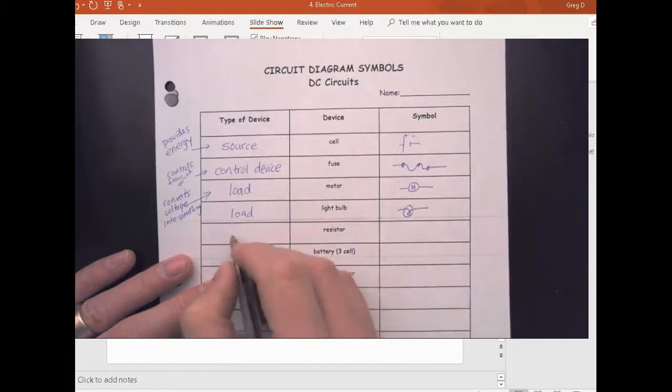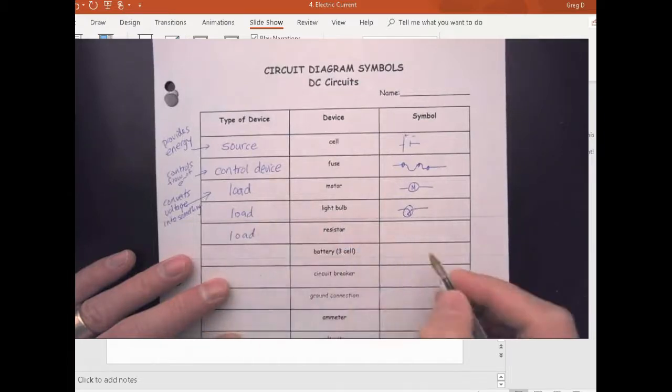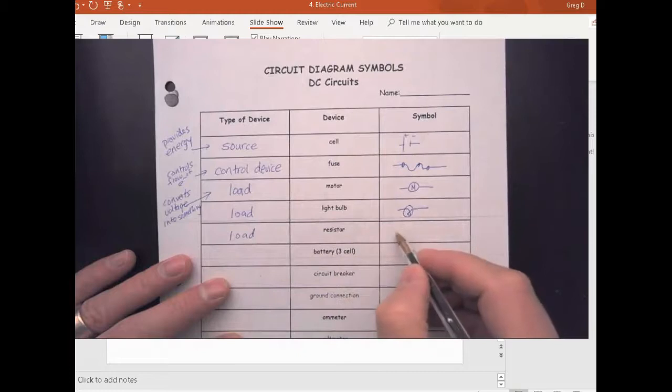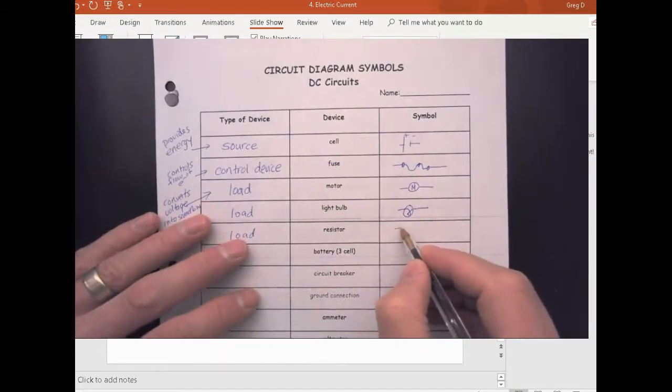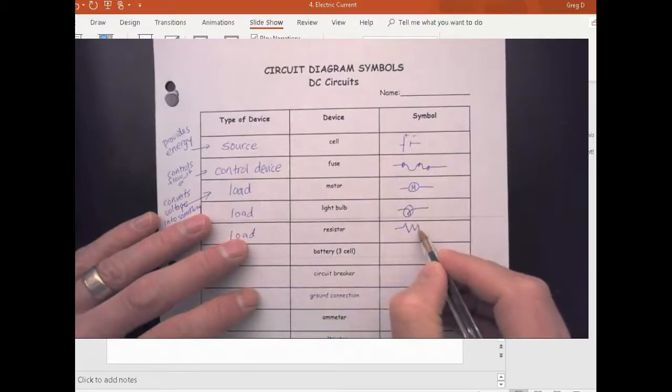We have a resistor, which oftentimes will convert electrical energy into heat. So it looks like this, a squiggly wire, we've seen this already.